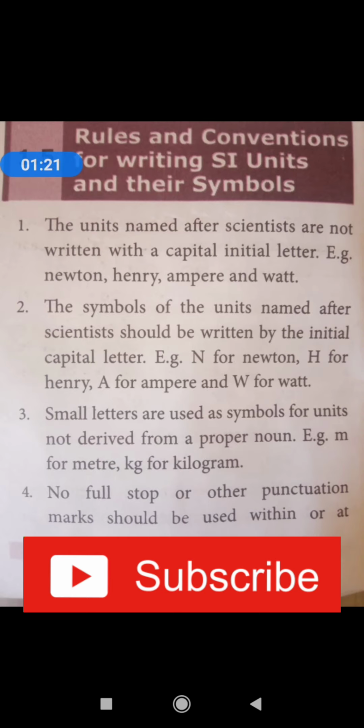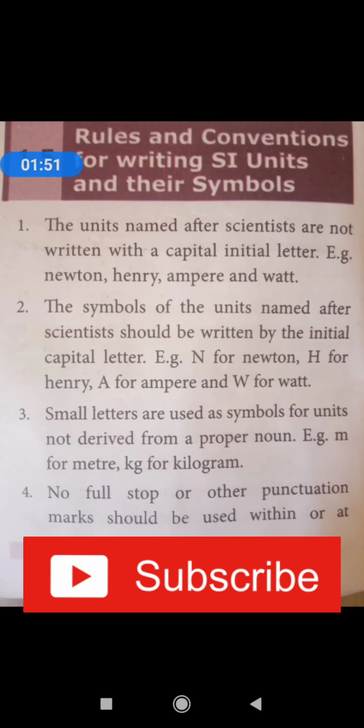Newton is the SI unit for force. Henry is the SI unit for electrical inductance. Then Ampere is the SI unit for electric current. And Watt is the SI unit for power. So the first rule is the units named after scientists are not written with a capital initial letter.